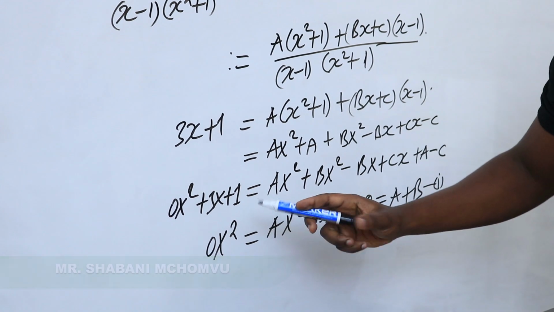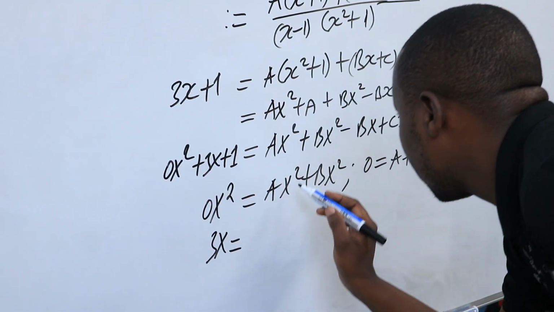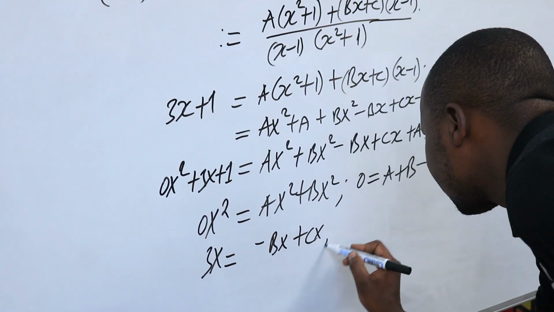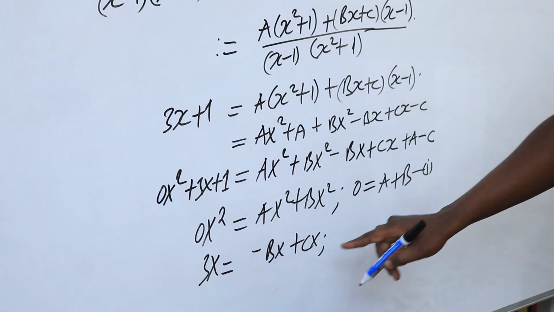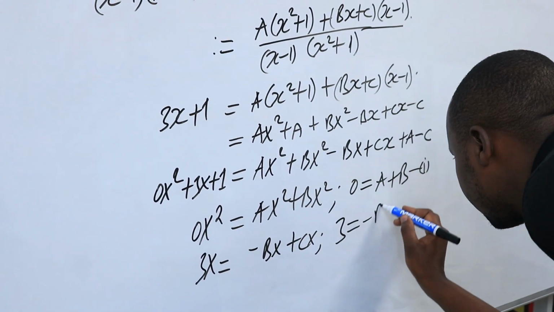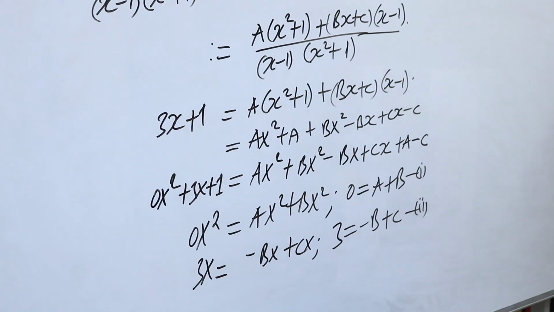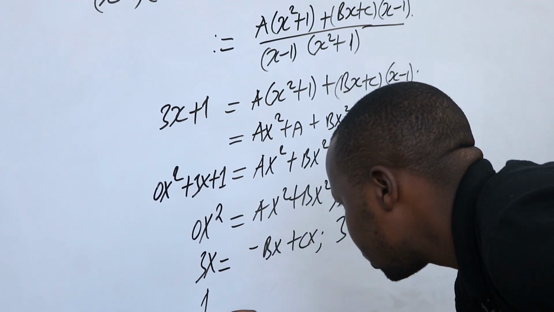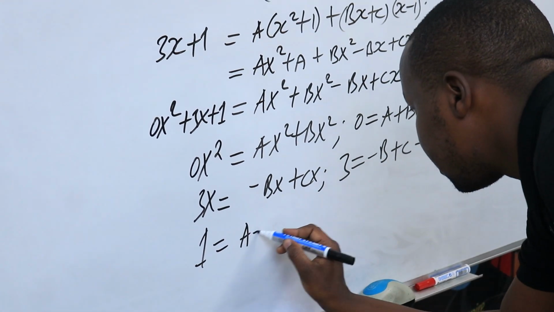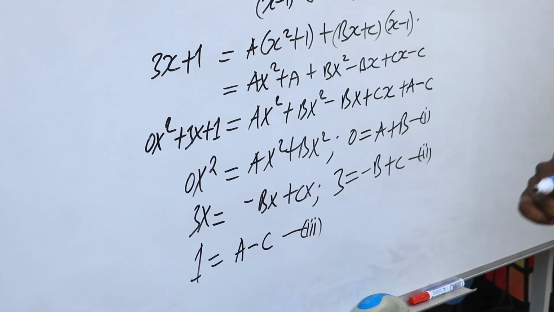Again, coming to x raised to 1, 3x equals to negative bx, we plus cx. Now on dividing with a common variable x at every term, it becomes 3 equals to negative b, we plus c. That becomes the second equation. And lastly, we come to the constant. 1 equals to what? This 1 equals to a minus c. So this will be now our third equation.